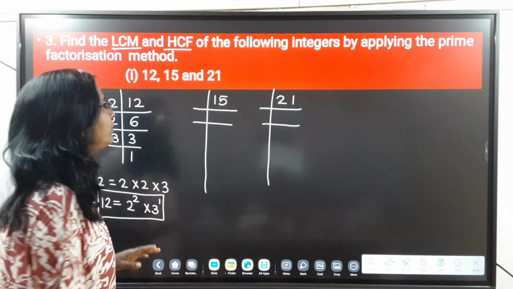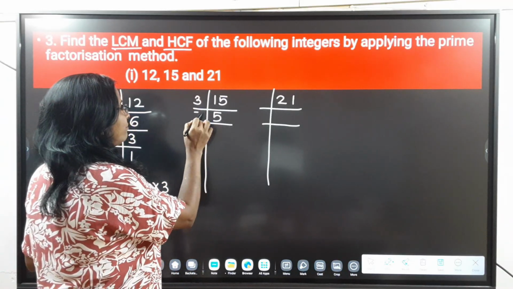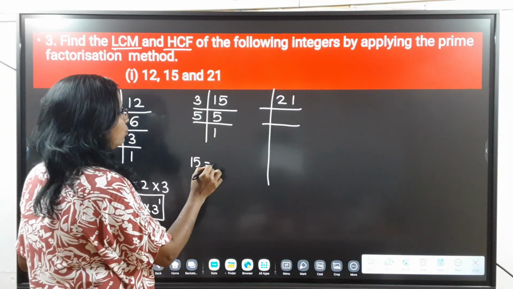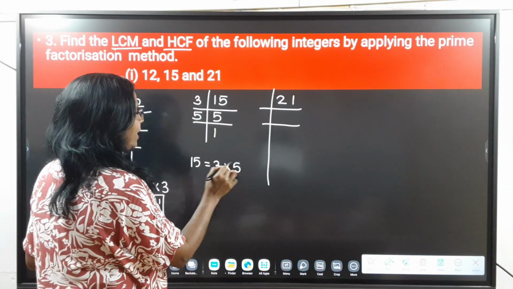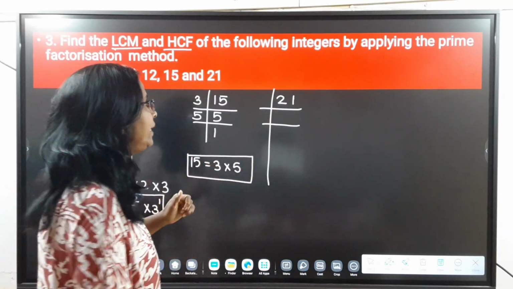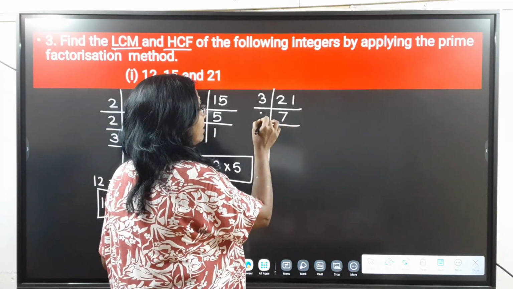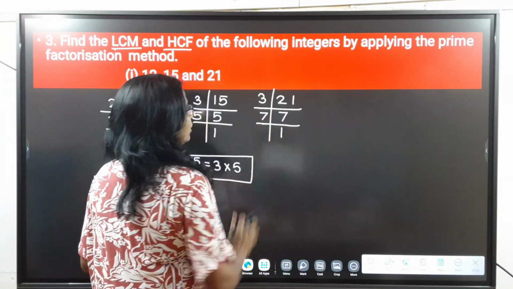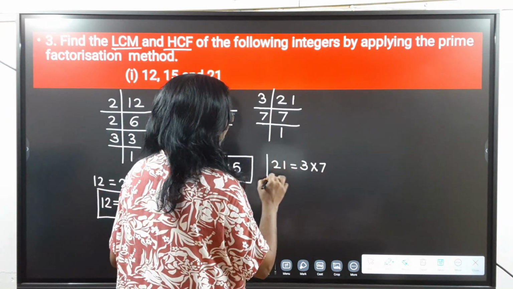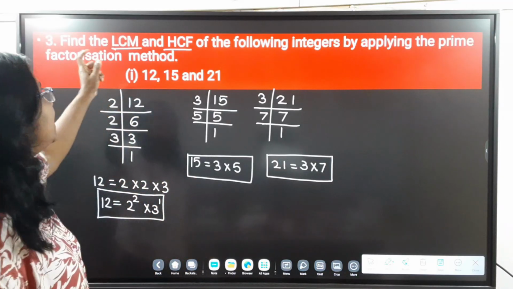Now factorize the 15 students. 15 it is divisible by 3, so 3 5s are 15. Now the 5 1s are 5. Okay, so now here 15 is equal to 3 multiply 5. So I write down the factor of 15 here. And then student the 21, factorize 21. 21 is divisible by 3. So 3 7s are 21 and 7 1s are 7. So here I write the factors of 21. So 3 multiply 7.